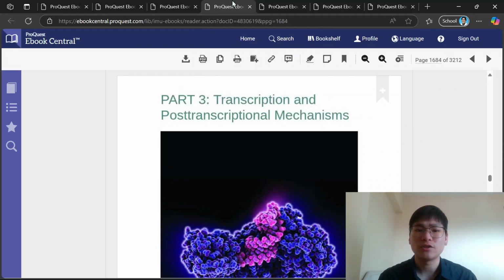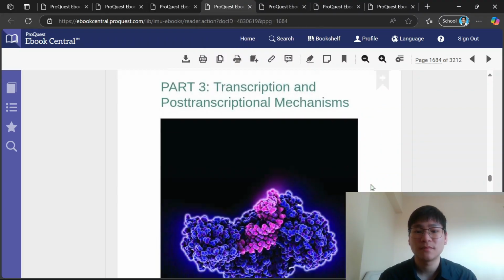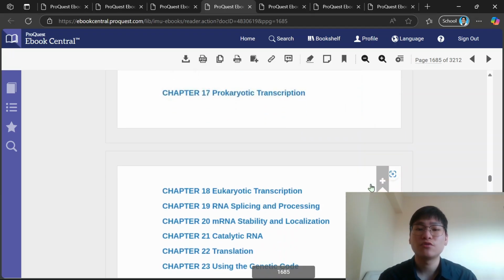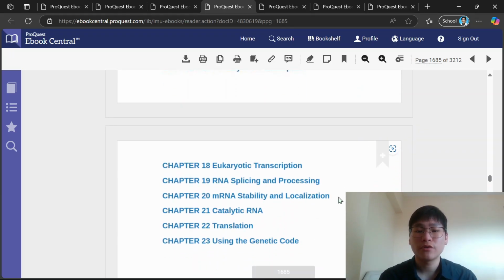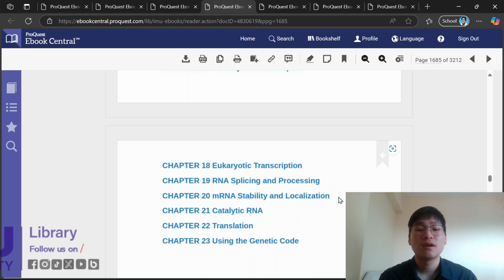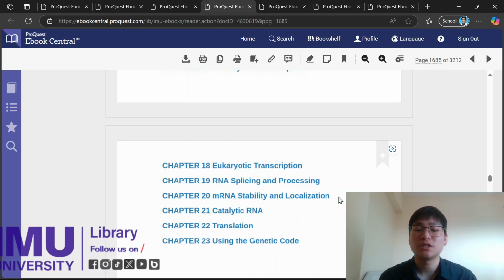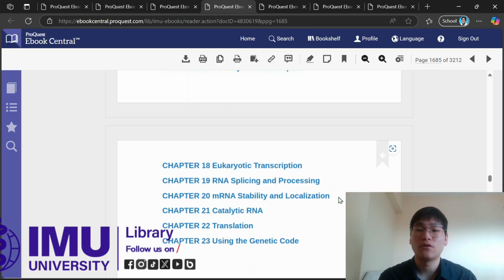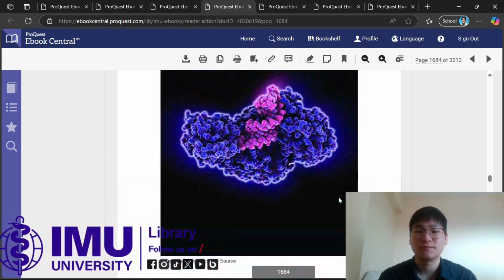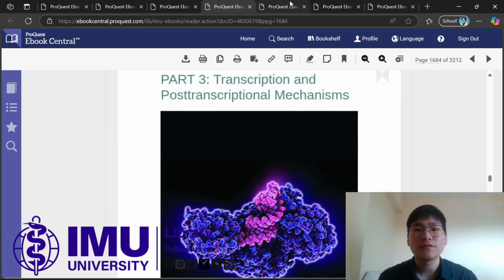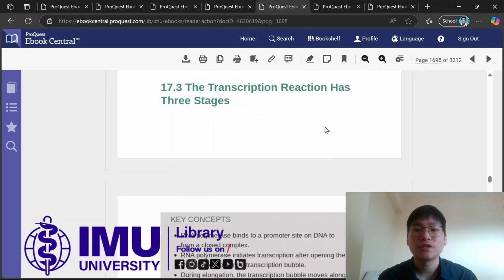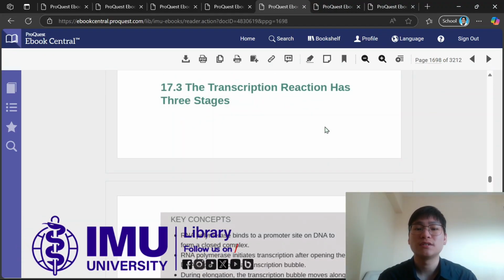Now let's move on to part 3. Part 3 is on transcription and post-transcriptional mechanisms. So this basically covers prokaryotic transcription, eukaryotic transcription, RNA splicing and processing, mRNA stability and localization, catalytic RNA, translation, and the use of genetic codes for amino acid predictions. We can look at one of the chapters here on the transcription reaction in 3 stages.